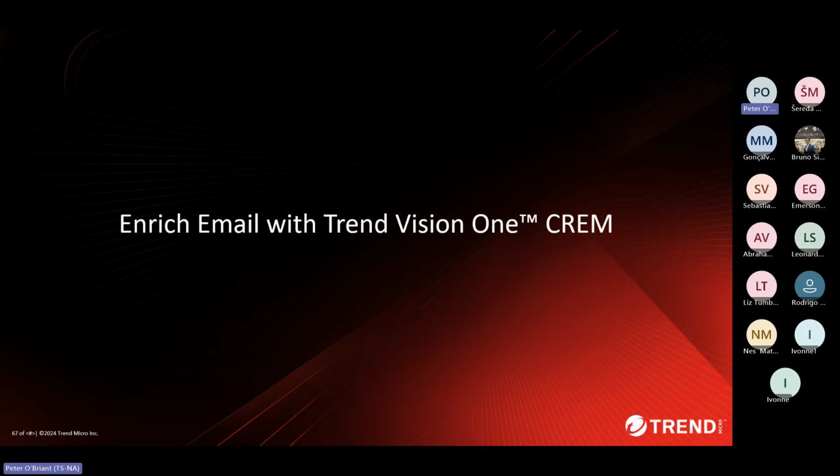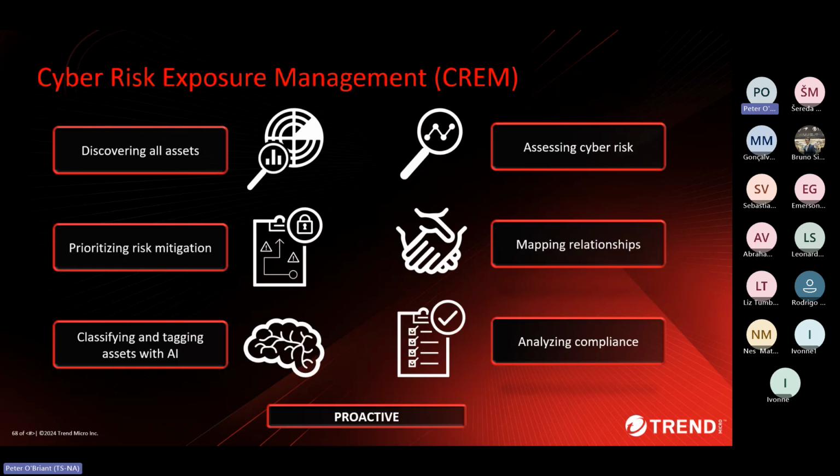The last thing is just talking about CREM, or cyber risk exposure management, which used to be ASRM, which also fits into other components of the platform. So it's not just the email, but you can also take advantage of it with the email portion. Like I mentioned before, being able to discover all the assets, so all your email accounts, devices, identities, things like that, helps with discovering all the attack surfaces, things that attackers can take advantage of.